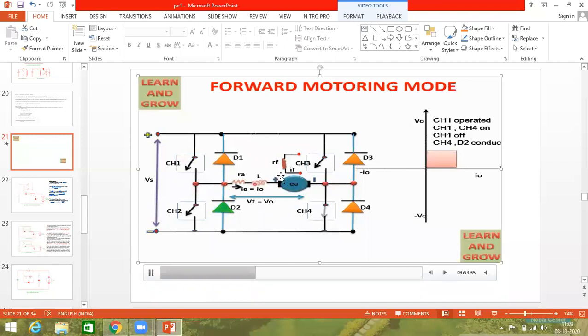After a certain period of time, if the back EMF is greater than the supply voltage, then this machine will act as the generator. Electricity is generated from this generator and it flows back to the source. How it will be done, we'll see in the next class.